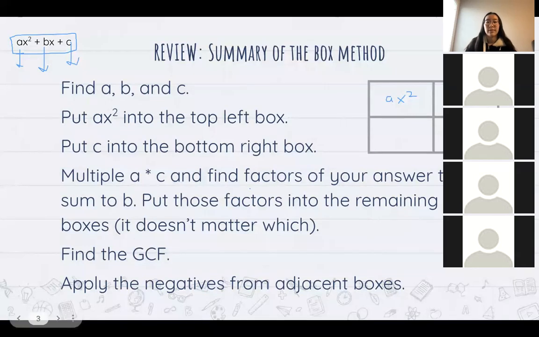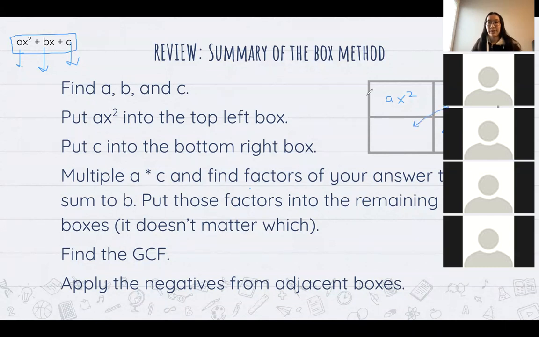Okay, and then you would put C into the bottom right box. Now it gets a little bit more complicated. So we have to multiply A times C and then find the factors of whatever we get after we multiplied. We have to find factors of that sum to B. And then we would put those factors into these two remaining boxes.